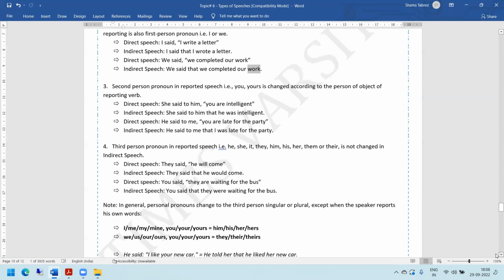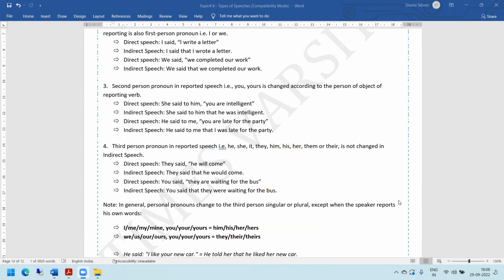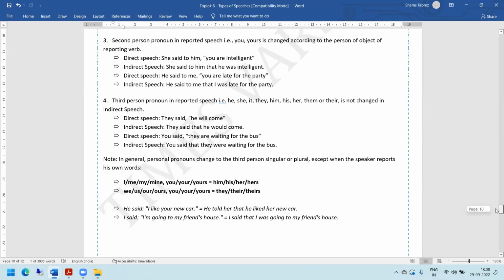Okay. Third person pronoun in reported speech. Direct speech: They said, "He will come." Indirect speech: They said that he would come. Similarly, you said, "They are waiting for the bus." Indirect speech: You said that they were waiting for the bus. So here, in general, personal pronouns change to third person singular or plural, except when the speaker reports his own words. So there are pronoun changes that we need to see.